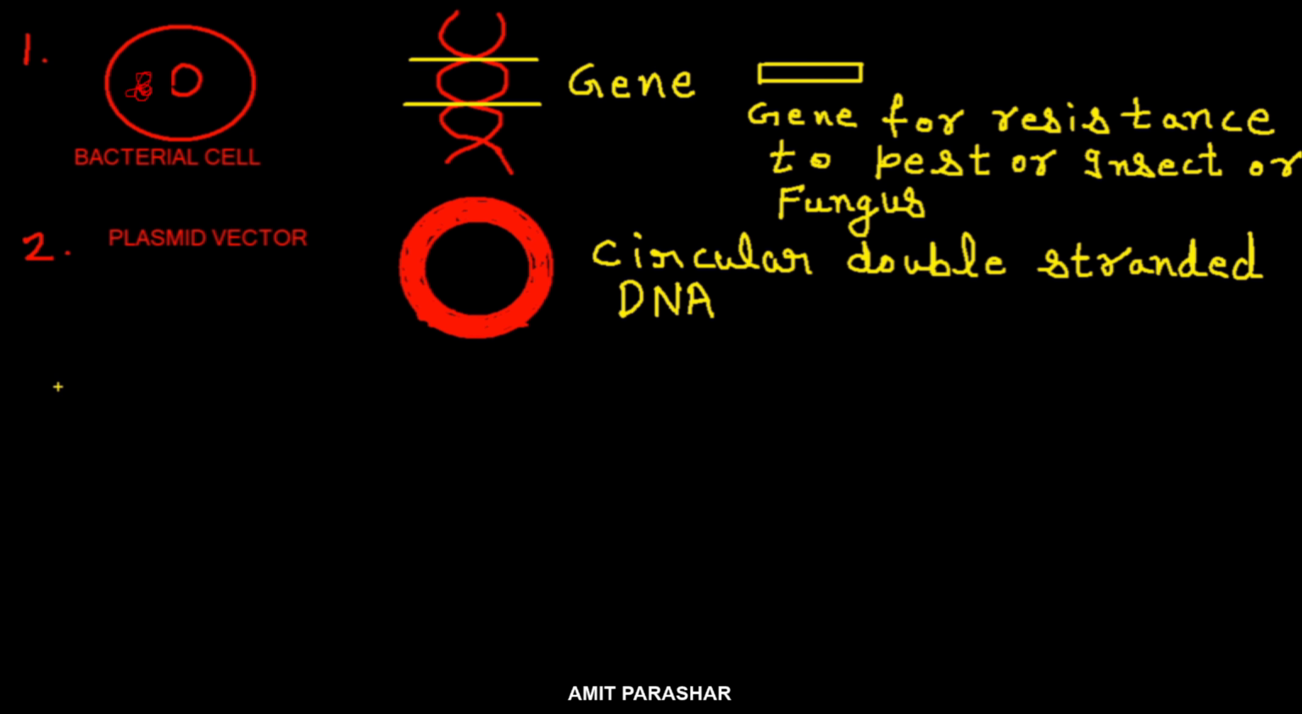Why do we need plasmid? We need plasmid because plasmid has a sequence for origin of replication, which is necessary for replication of DNA independently. Desirable gene on its own cannot do anything inside a host cell. Therefore, a vector is needed.